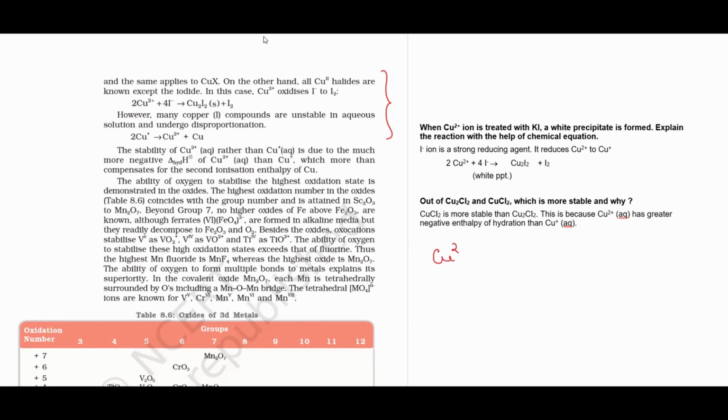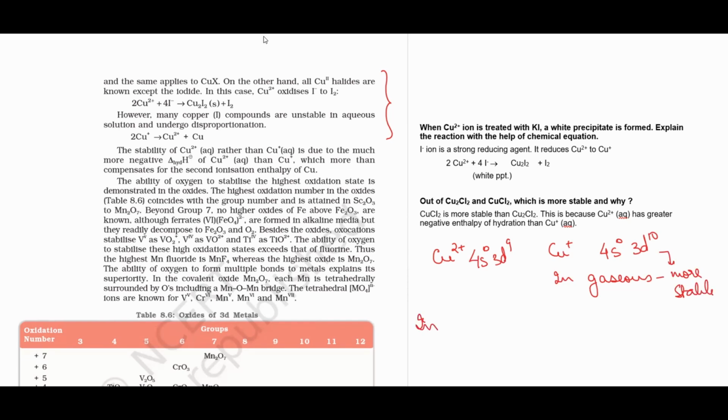If I just elaborate here, for Cu2+ and Cu+, the electronic configuration of Cu+ is 4s0 3d10, and here it is 4s0 3d9. So in the gaseous state, the cuprous ion should be more stable because it has a stable configuration.